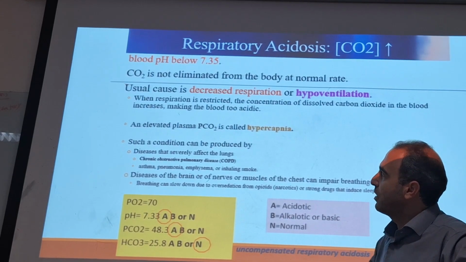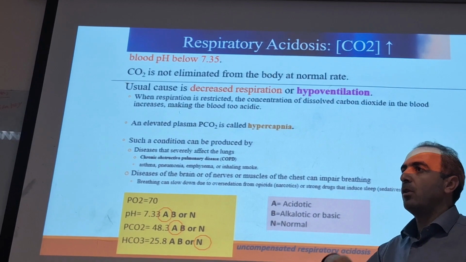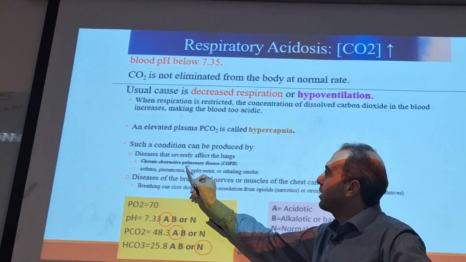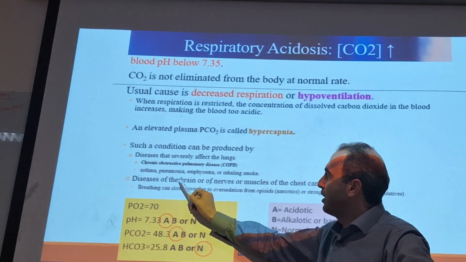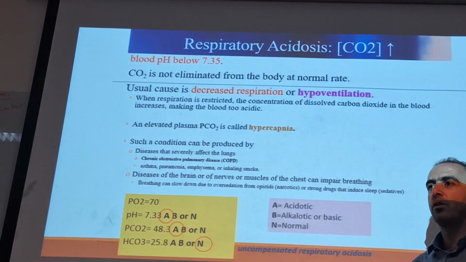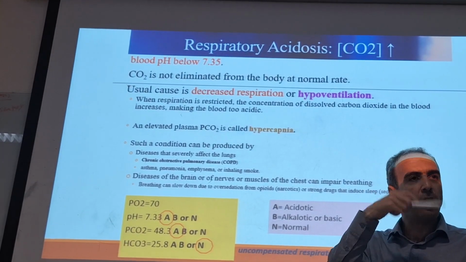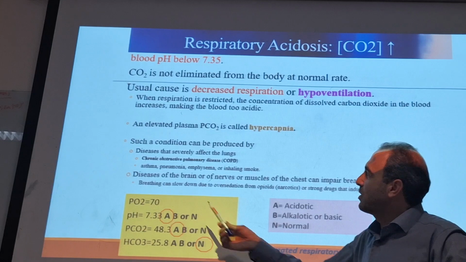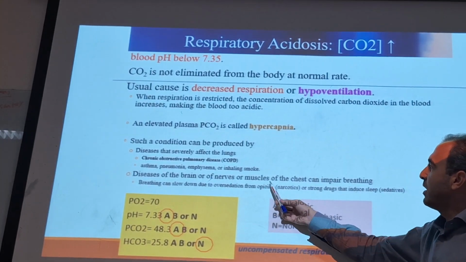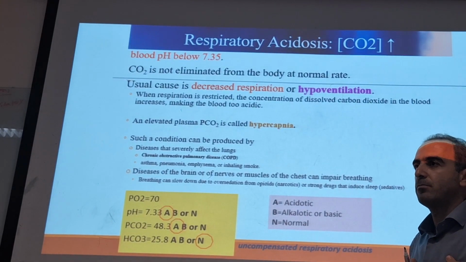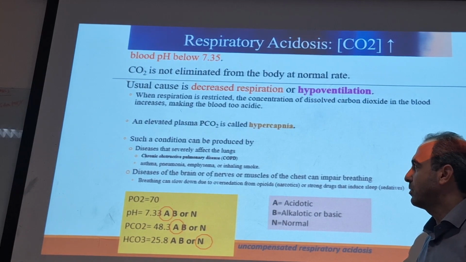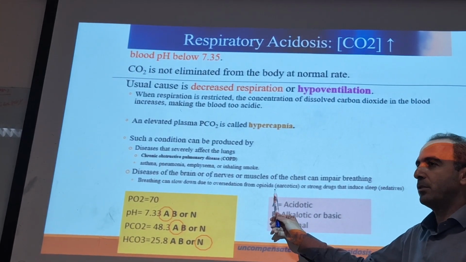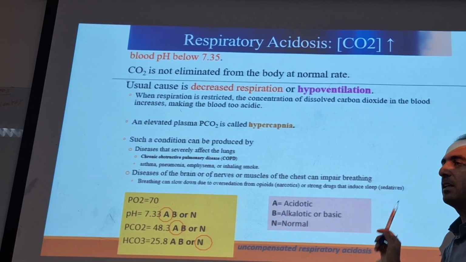When we have this situation, it severely affects the lung. Our lung cannot do enough respiration. Causes include COPD, chronic obstructive pulmonary disease, asthma, pneumonia, emphysema, or inhaling smoke. For those who inhale smoke, the capacity of the lung is decreased. Also, problems of the brain or nerves or muscles of the chest can impede breathing. And also some drugs, overdose of opioids, or a strong drug that induces sleep, a sedative.